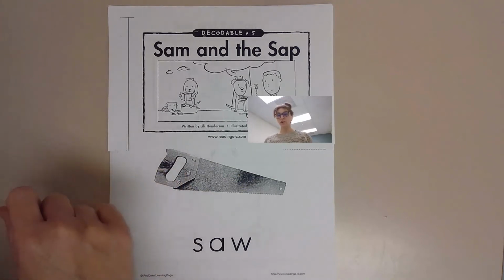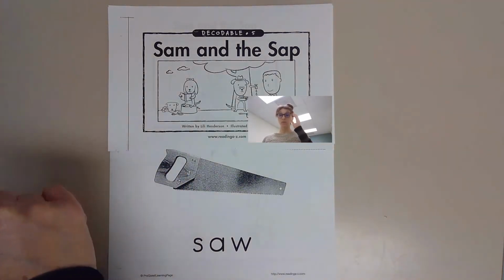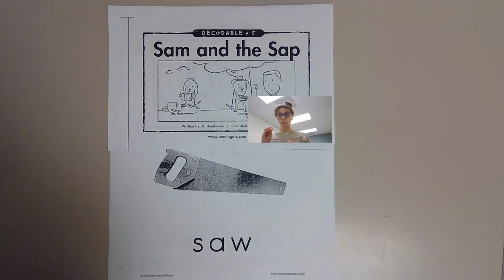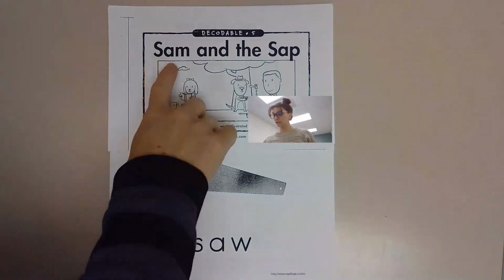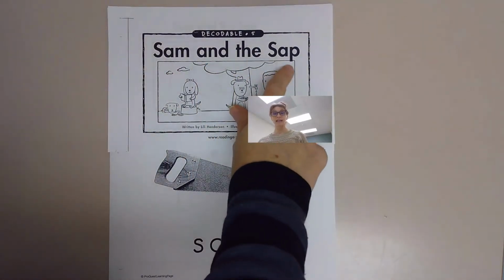This is our next decodable book. Decodable words are those words that when you don't know what they are, you're going to attack them by sounding them out letter by letter, then blending those letter sounds together to understand which word you are actually reading. We are going to read this next story called Sam and the Sap.